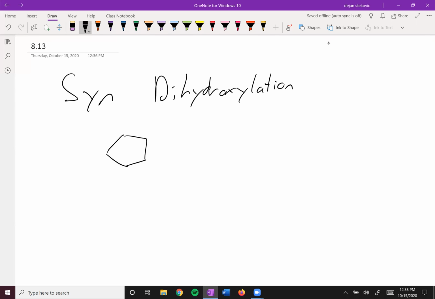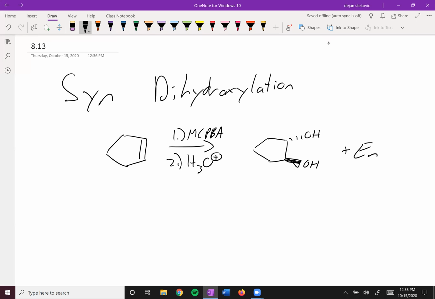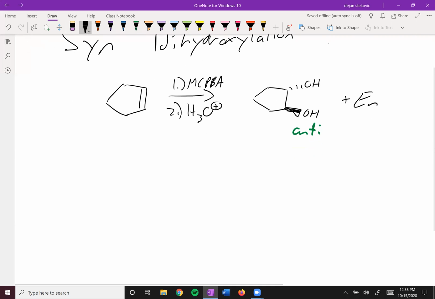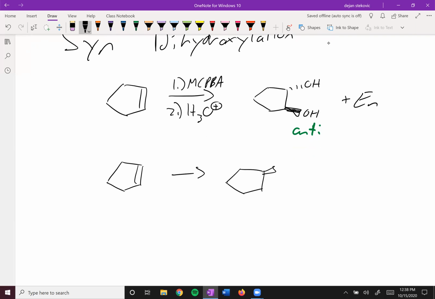So in our last mechanism, we learned how to take an alkene, use MCPBA to form an epoxide, and then do an acid catalyzed ring opening to have our alcohols add anti to one another, plus the enantiomer. And we have anti-addition. And so naturally, you might be asking yourself the question of, can we have some kind of syn addition? And of course, our product here would be meso.